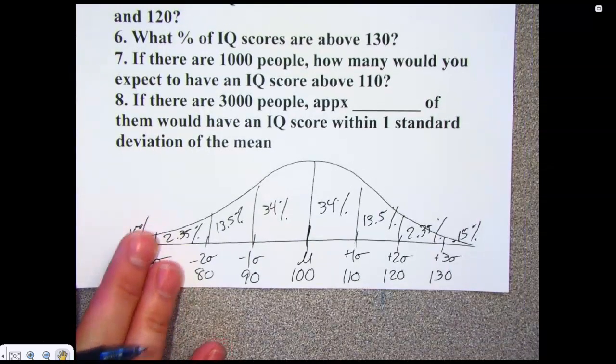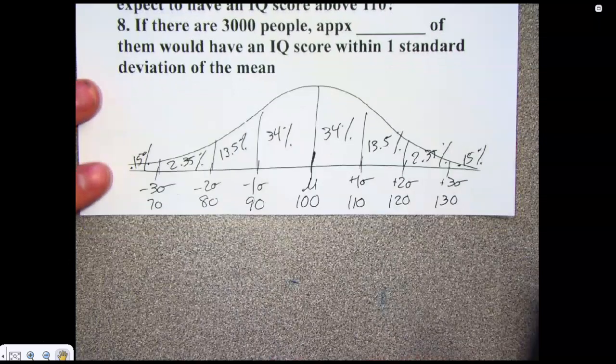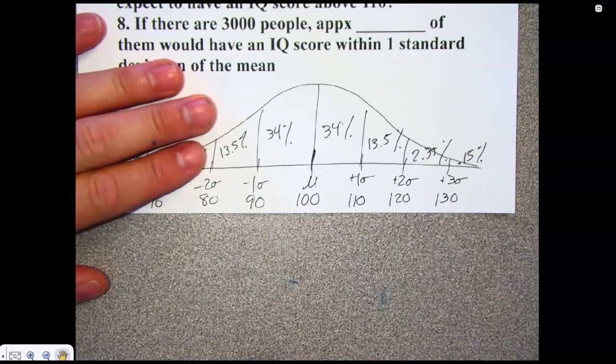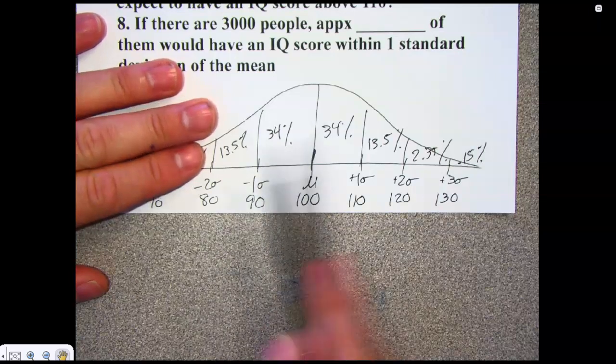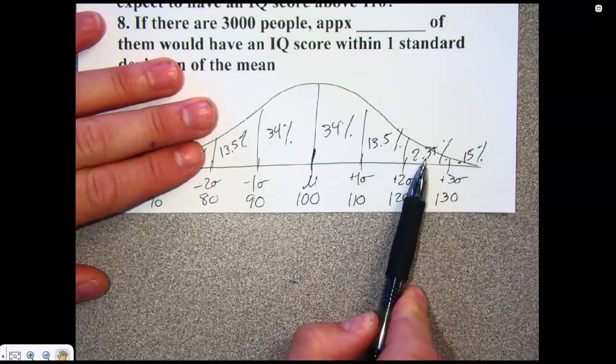What percent of scores are above 80? So you're literally just looking at this chart and adding scores together. There are two ways you can do this, and I would choose the shorter one, but it's up to you. Percent of scores above 80 would be 13.5 plus 34 plus 34 plus 13.5 plus 2.35 plus 0.15.